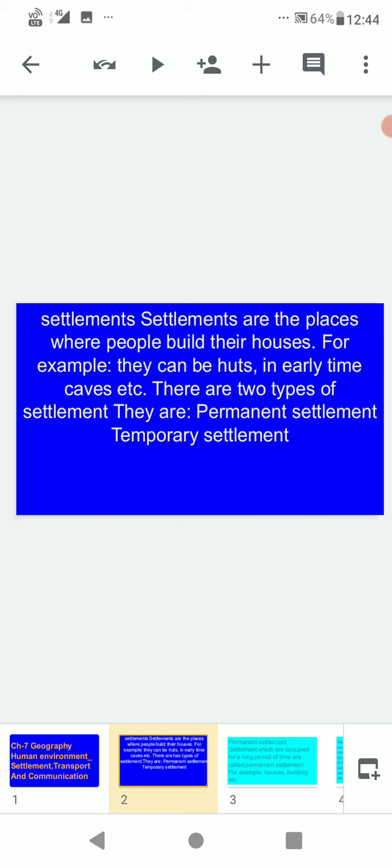So, about settlements. Settlements are the places where people build their houses. For example, they can be huts in early times, caves, etc. There are two types of settlements. They are permanent settlements and temporary settlements. So early human beings lived on trees and in caves. When they started to grow crops, it became necessary to have a permanent home.